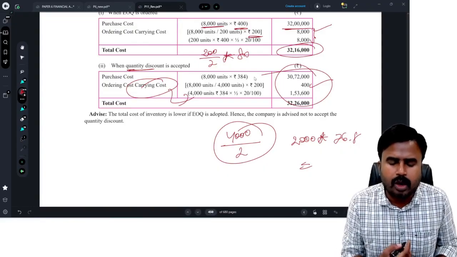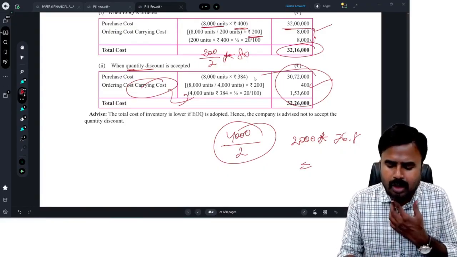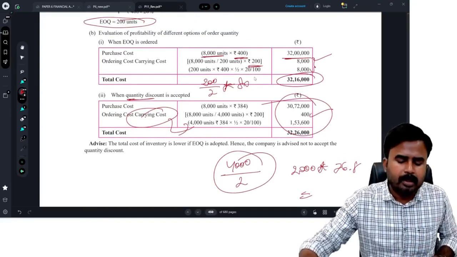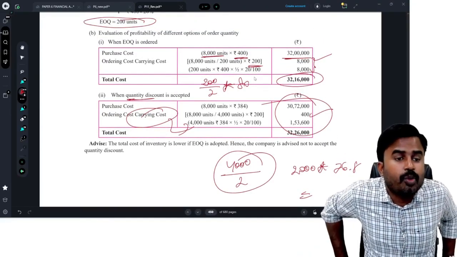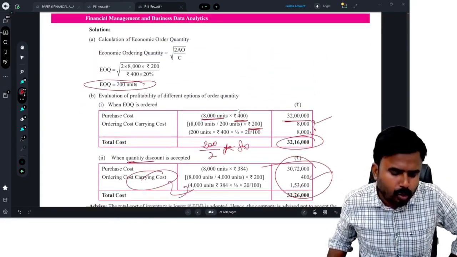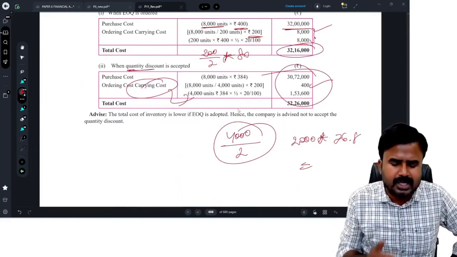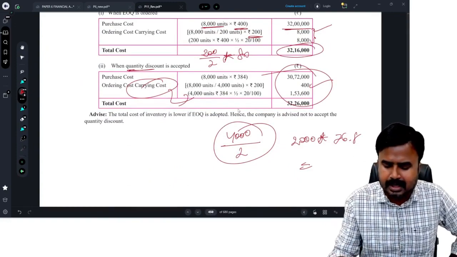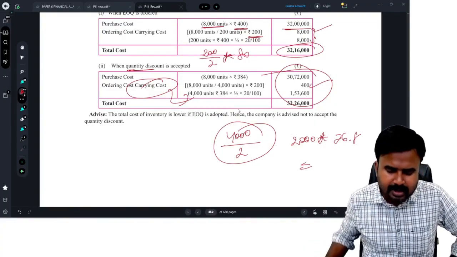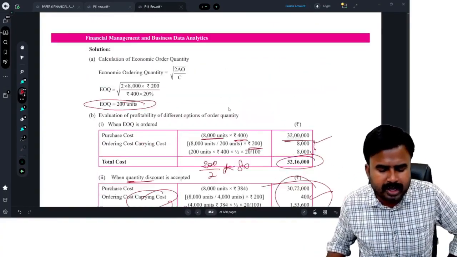So at what ordering quantity did you get the least cost? I got the least cost at the economic ordering quantity. So I must place the order by considering the EOQ. That means the order quantity should be 200 units. That's it. So the quantity discount offer should not be accepted because at the quantity discount offer, the total cost is higher. Okay. I will reject the quantity discount offer. I'll go with the economic ordering quantity only.